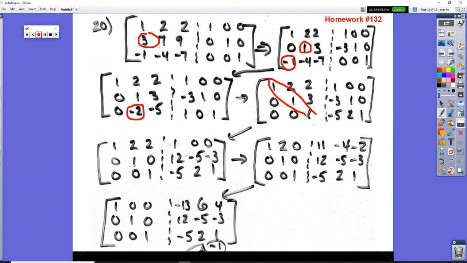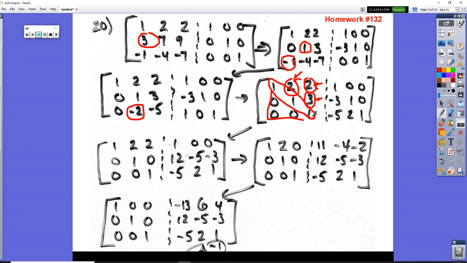You're right now in row echelon form, but we still have to get rid of these 3 spots that are above the diagonal. And you do them in this order. You're going to get rid of the 3 first, because you're working from bottom up. Then you're going to get rid of this 2, and that 2 is going to be last. So remember, you're working from bottom up and from right to left.